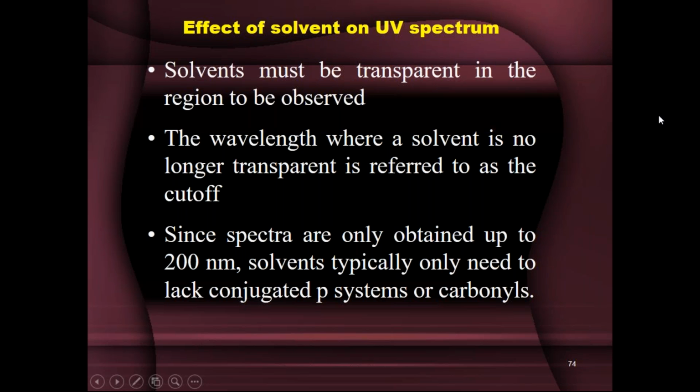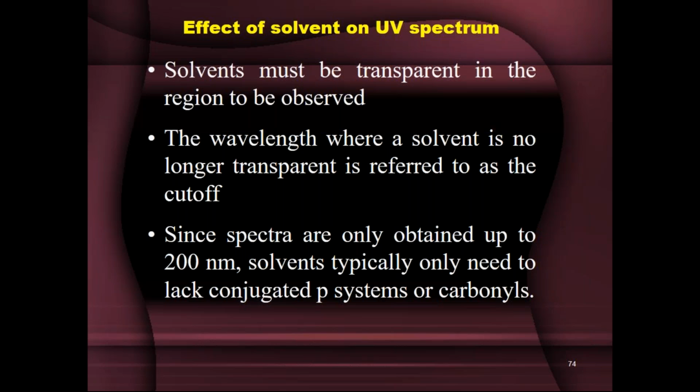UV visible spectra. So solvents must be transparent in the region to be observed. This is the primary requirement for a solvent. That means you are going to be doing your experiment at a particular wavelength. At that wavelength, the solvent must not show any absorption.